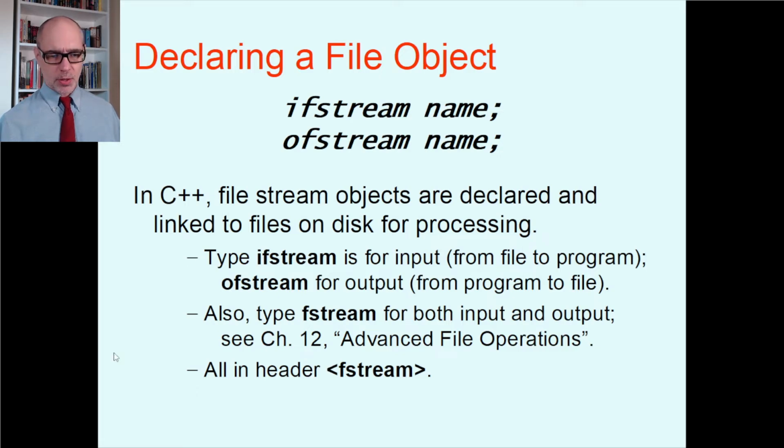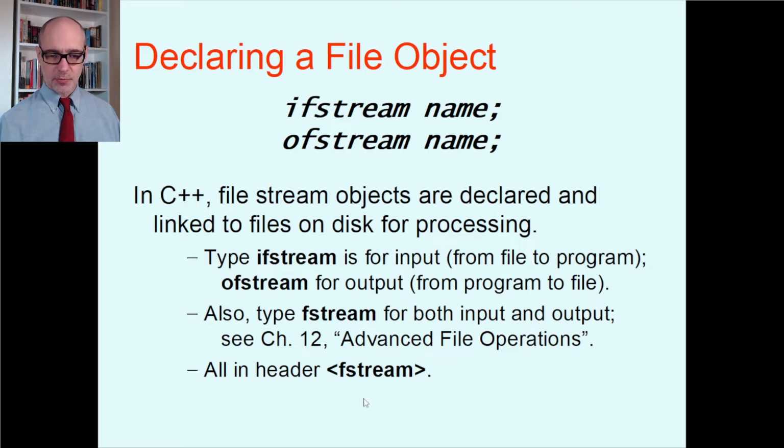There's a third type that's just called fstream for file streams generally, and you can use one of those for both input and output. You can get more sophisticated with that. That's one of the things we'll talk about in Chapter 12 in the second semester in Advanced File Operations. But for now, to get started, I think it's perfectly fine to just use these dedicated file stream types: ifstream for input file streams, data coming into your program, kind of like cin, and ofstream for output file streams, data coming out of your program.